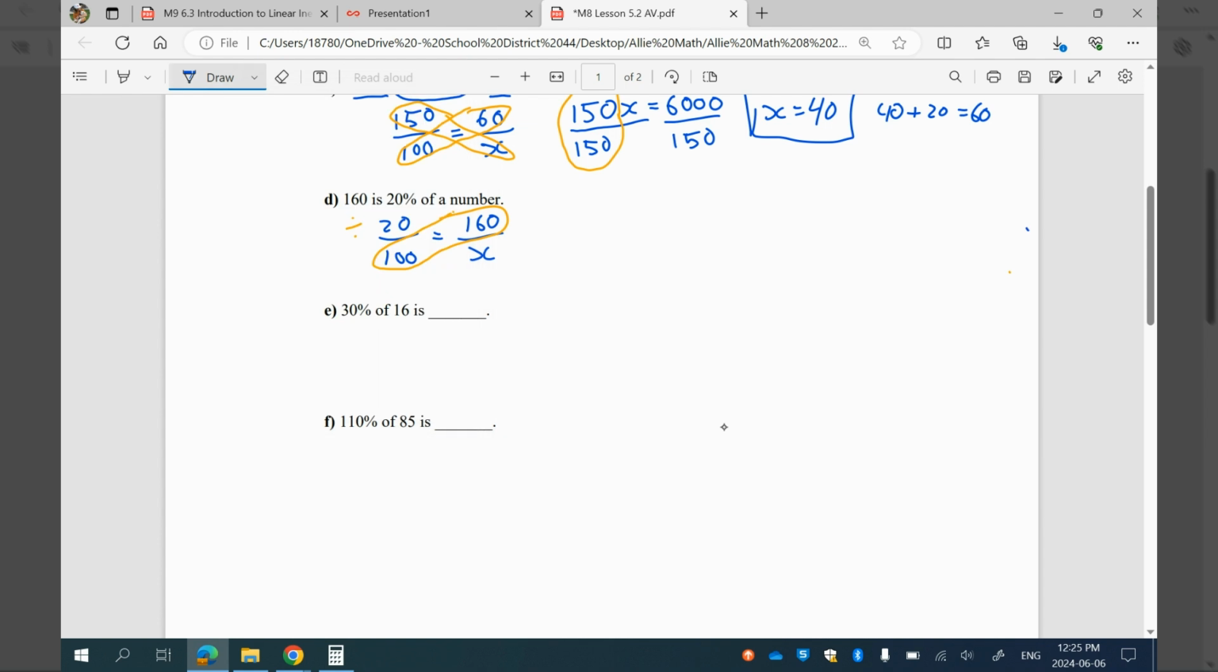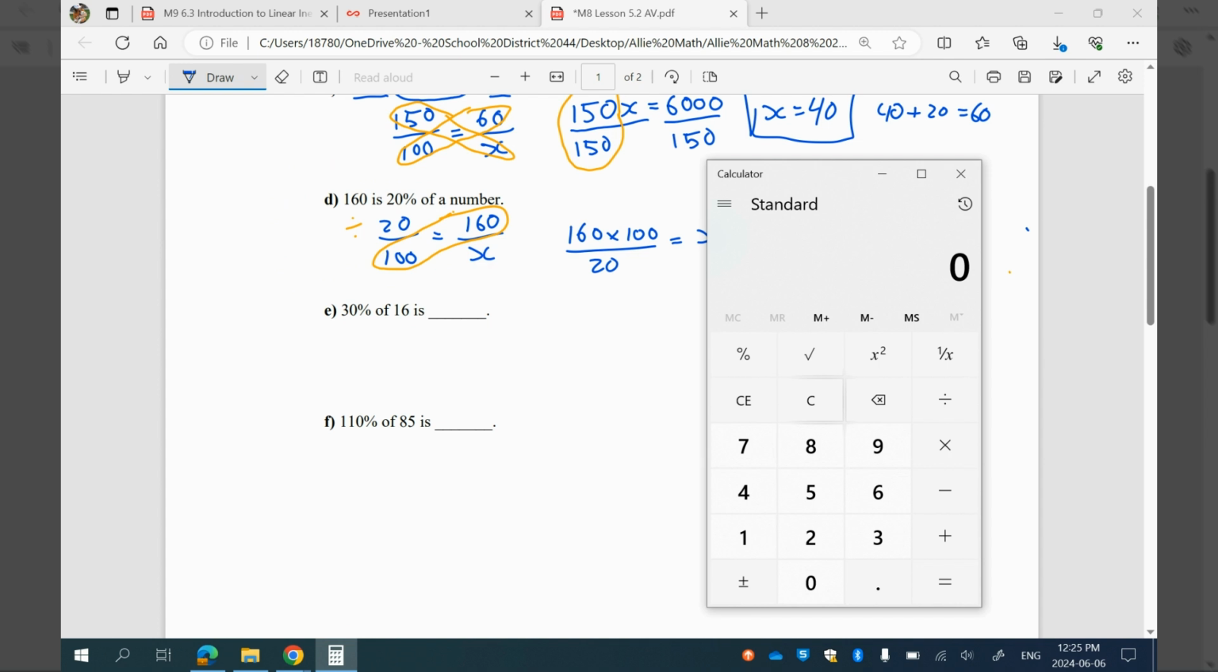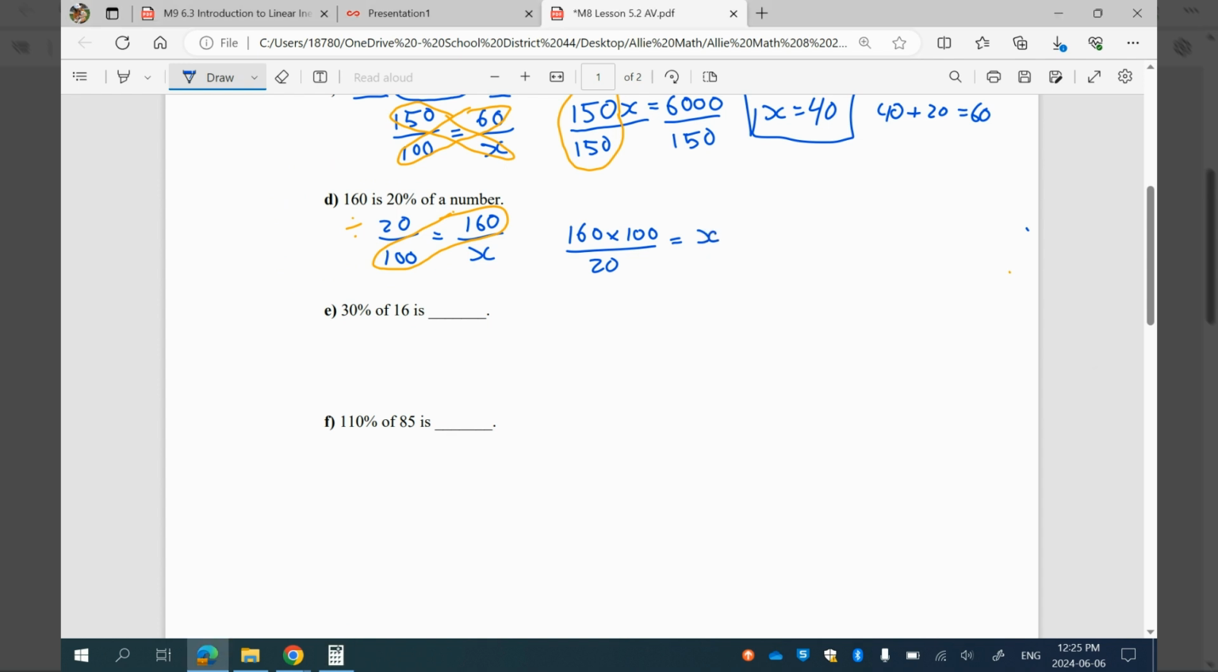So let's go 160 times 100 divided by 20. That should give us our unknown value. So 160 times 100 divided by 20 equals 800. So x equals 800. Does it make sense that 160 is 20% of 800?